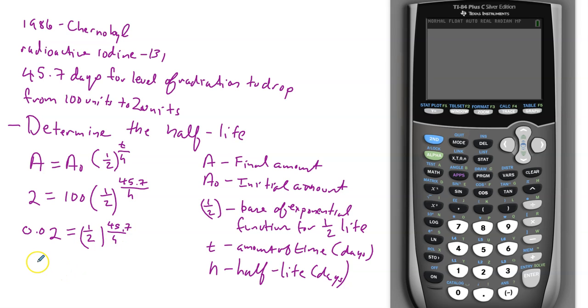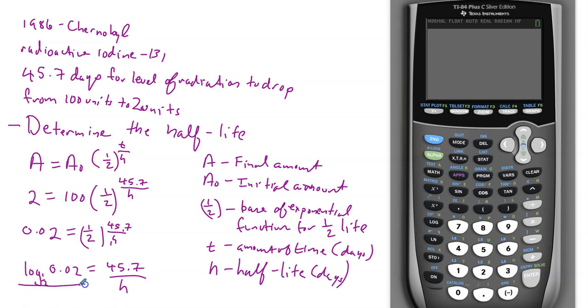Now, let's write that as a log. So instead of taking the log of both sides, multiplying and doing a whole bunch of work that we really don't need to, we're going to say it's the log. The base is 1/2, so log base 1/2. The value that we end up with is 0.02, and that's going to be equal to 45.7 over H.